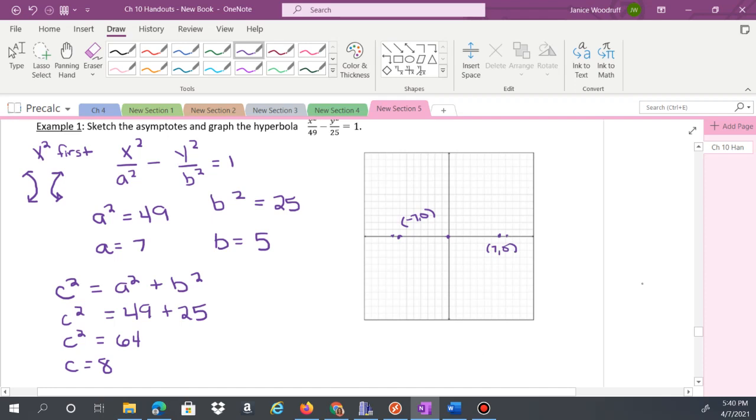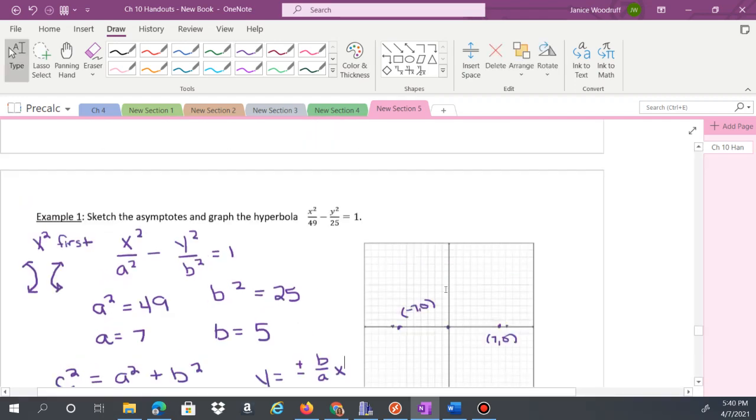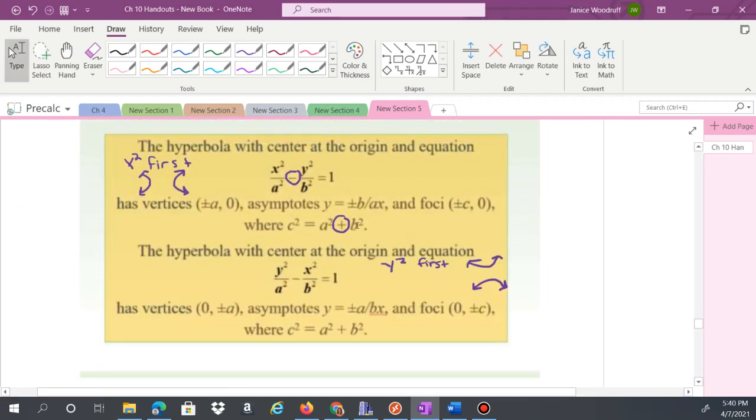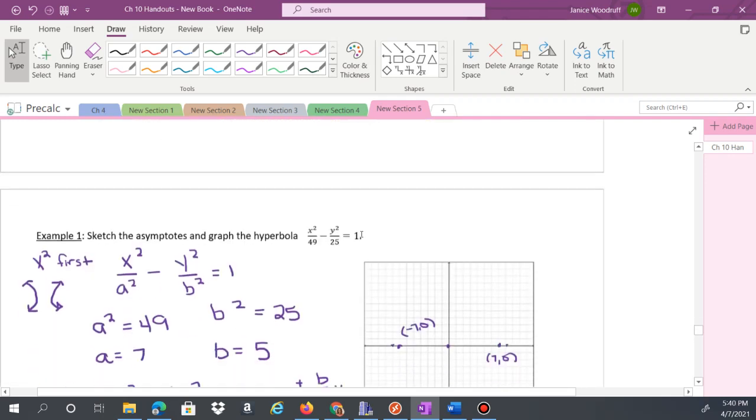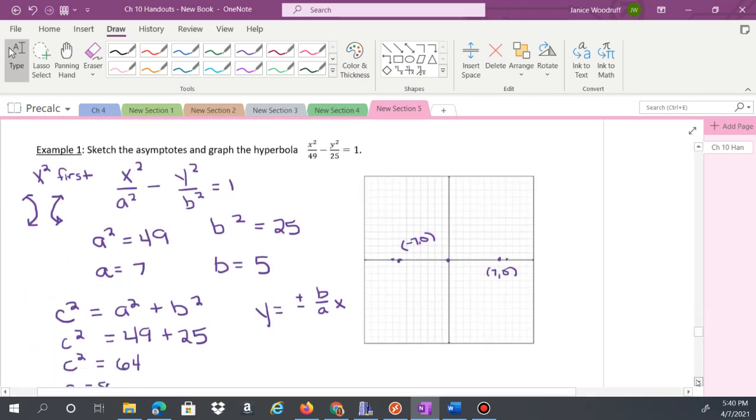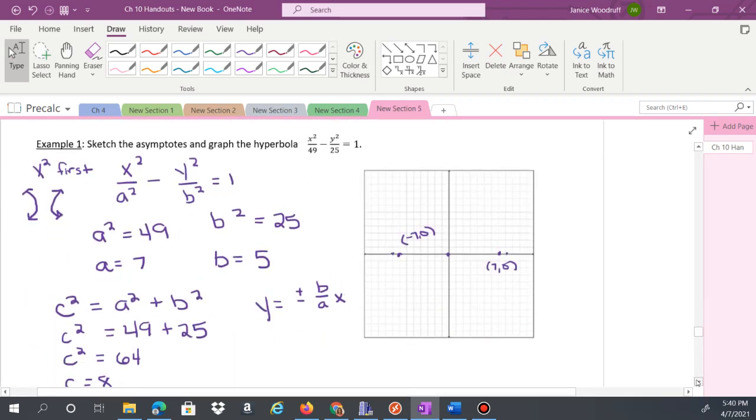Okay, then to actually draw what it looks like, you're going to want the asymptotes. So for the x squared asymptote, it is y equals plus or minus b over a x. Okay, so if we go back, let's check on the x squared formula. Yeah, b over a x for the x squared, so it's just opposite of what's underneath the x.